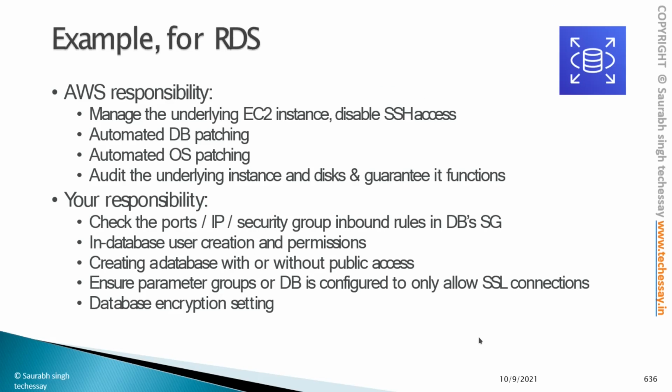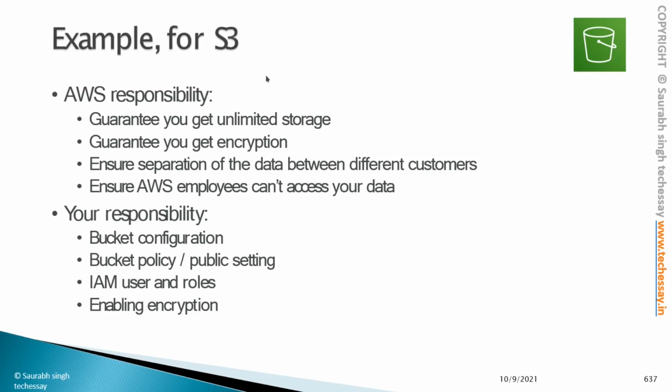So let's move further. Take one more example, S3. Here AWS is responsible to guarantee you get unlimited storage, guarantee you get encryption, ensure separation of data between different customers, and ensure AWS employees cannot access our data. So what is our responsibility here? Here bucket configuration, bucket policy, IAM users and roles, and enabling encryption are the responsibility of ourselves. So let's move further.